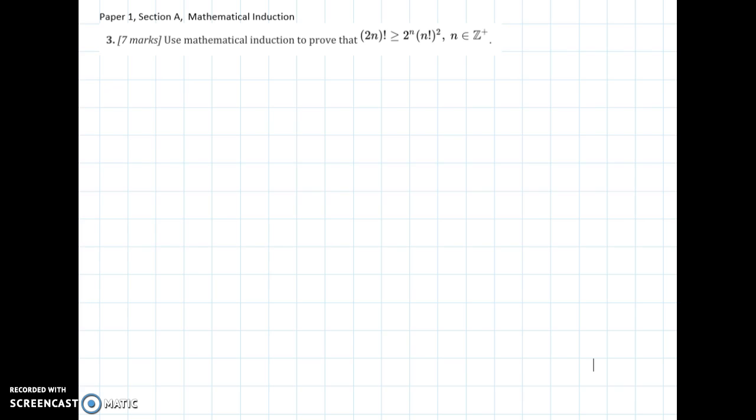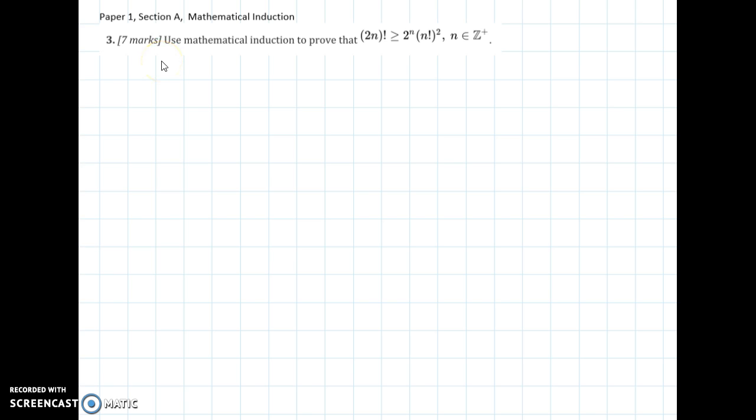We are going to use mathematical induction to prove that for any positive integer n, (2n)! is greater than or equal to 2^n times (n!)^2. While we do this, I'm going to assume that you know how mathematical induction works, so we're not going to review that here. And I'm also going to assume that you understand and can work with factorials.